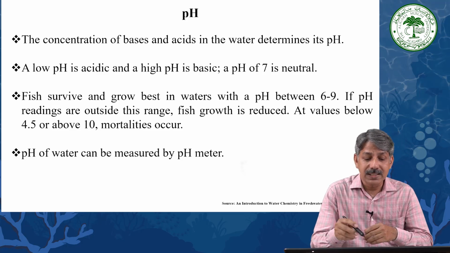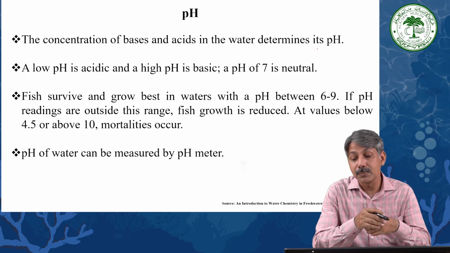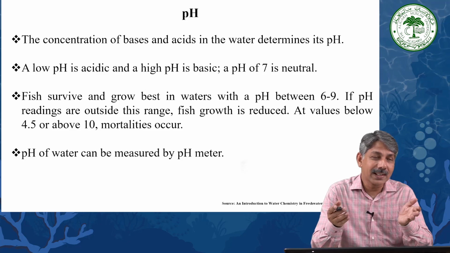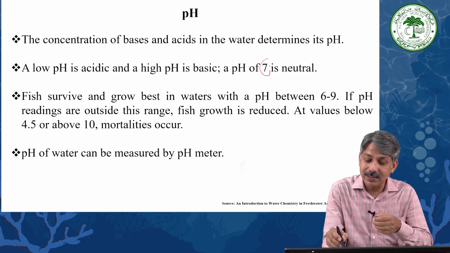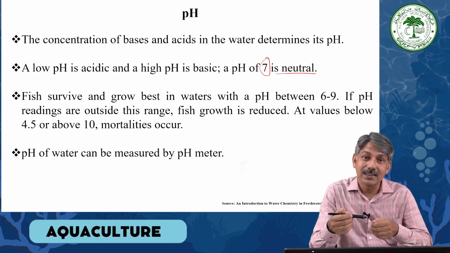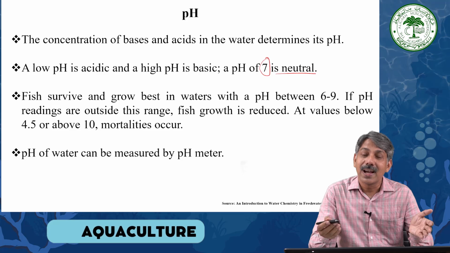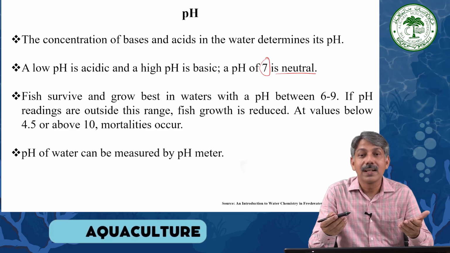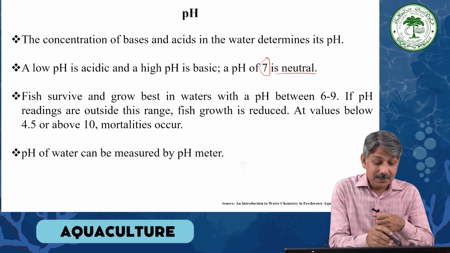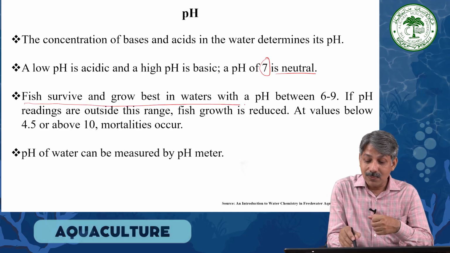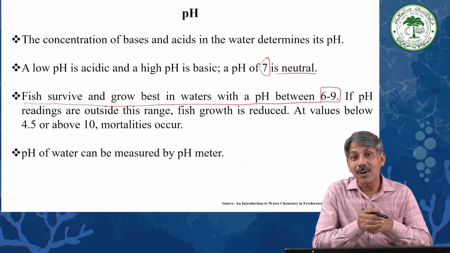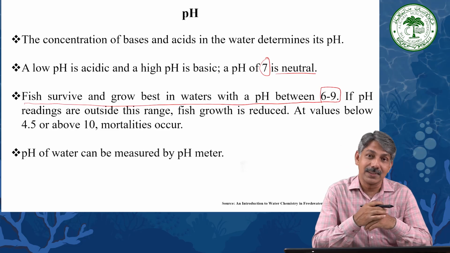The concentration of bases and acids in the water determines its pH. Many of us may know that if pH is 7, it is neutral. If the pH value goes below 7, the water becomes acidic, and if it goes beyond 7, it becomes alkaline, right? Now, the problem is that fishes survive and grow best in waters at pH between 6 to 9. That means their requirement is slightly towards the alkaline side.